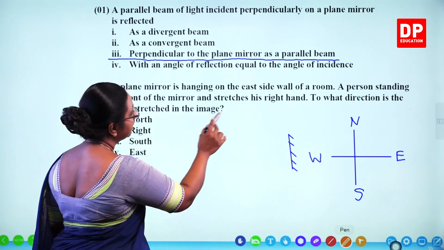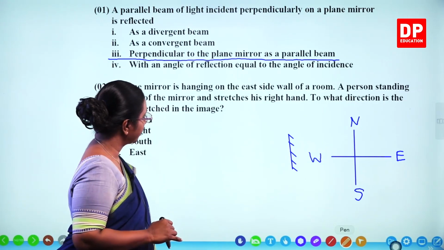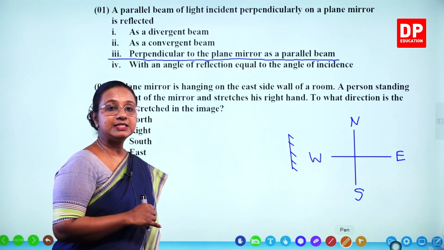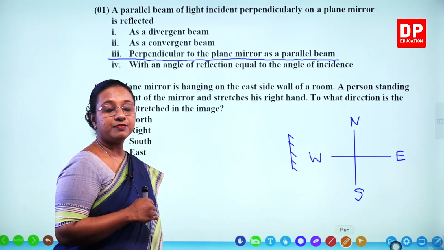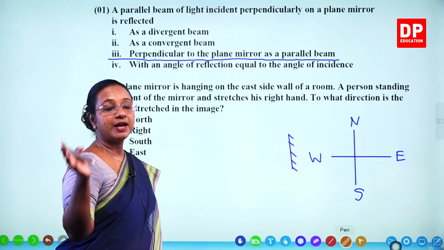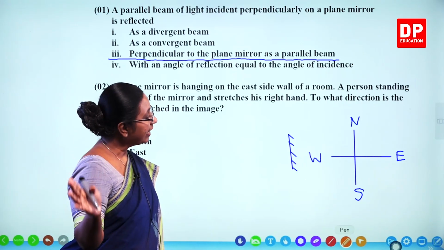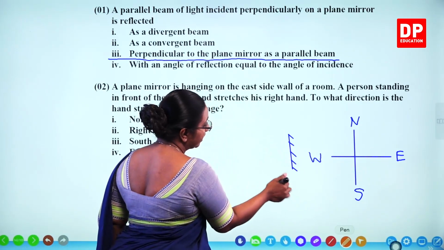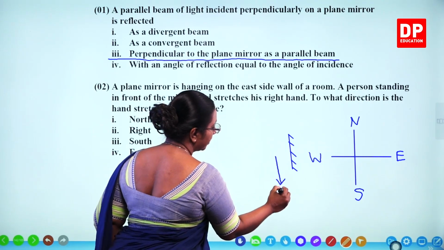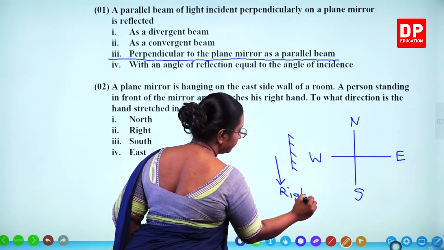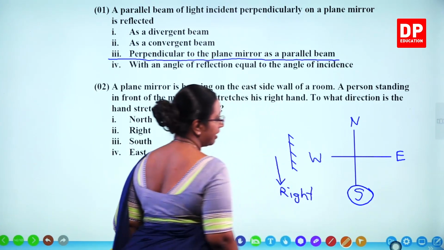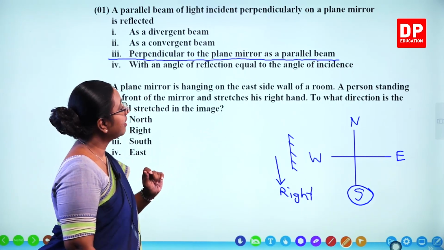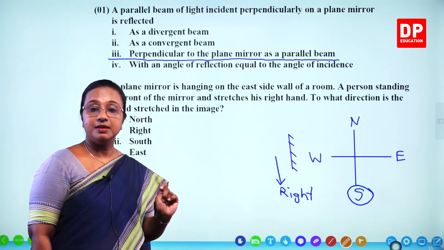Then what happens? A person is standing in front of the mirror and he stretches the right hand. So if that is the east side, I am the person standing in front of the mirror and I stretch this, my right hand. So when I stretch my right hand, here you can see this is the mirror, this is the east. My right hand will be stretched towards this side. So what is that direction? That is the south. What is the question? To what direction is the hand stretched in the image?